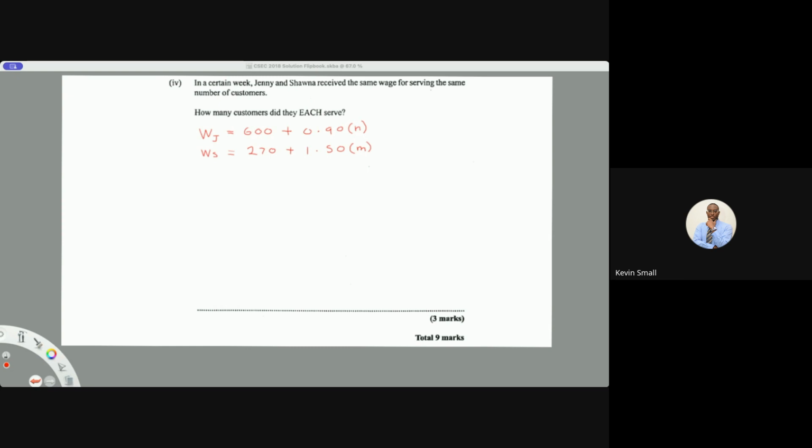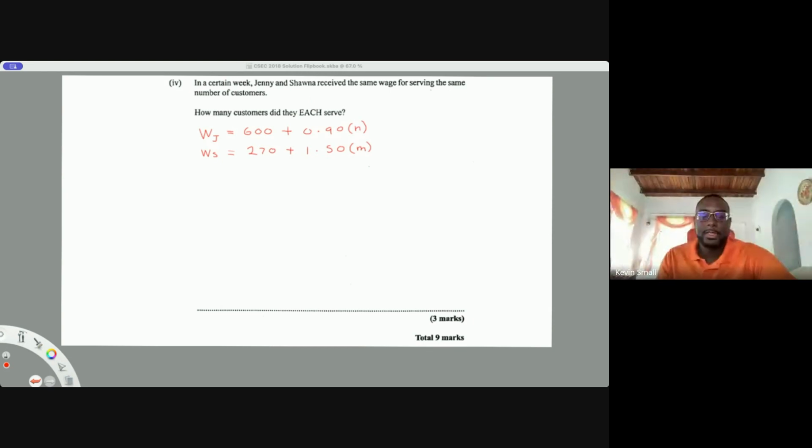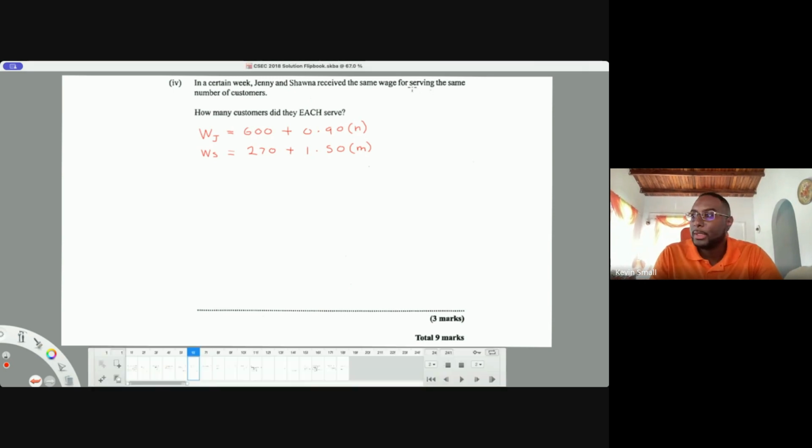Well, this one is for 3 marks, so you know it will call for a little logical thinking. I'll highlight some keywords. They serve the same number of customers and they got the same wage. So those are two important points to contend. All right, so let's see if anyone can figure out what to do with this question.